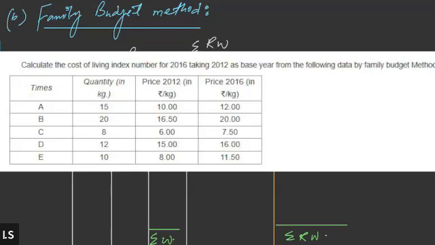Okay, so see, in this question, we need to find out the index number by family budget method, right? So for family budget method, the formula is sigma RW divided by sigma W. This is the formula, right? Okay. Now the thing is that in this question we have P1 and P0. So you will be able to find out the relative prices. But in this question, weight is missing. So how do we find weight?